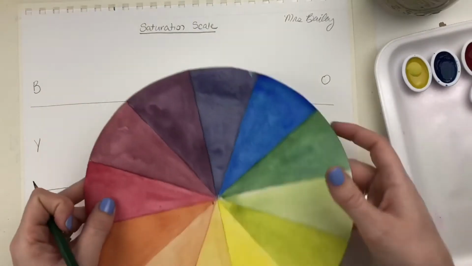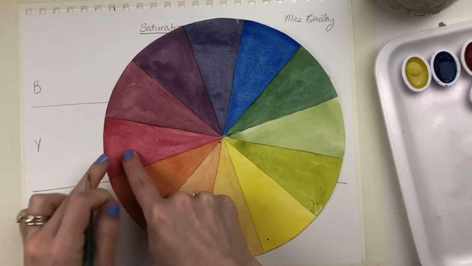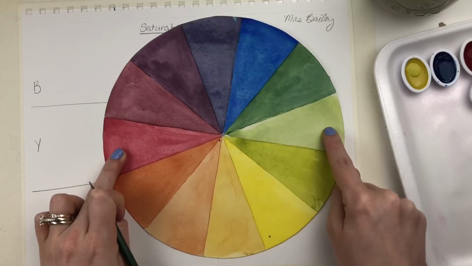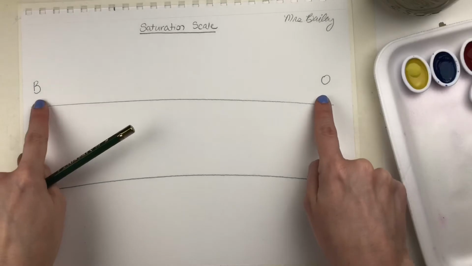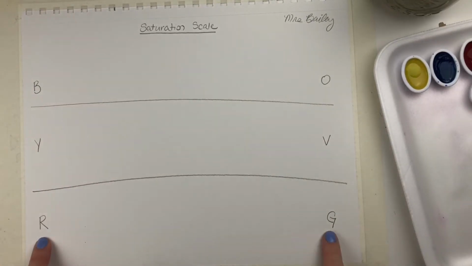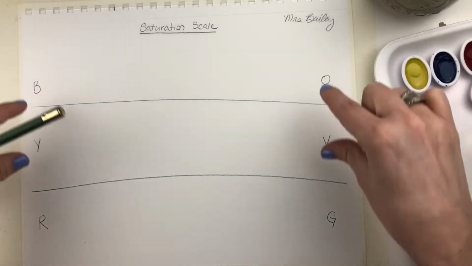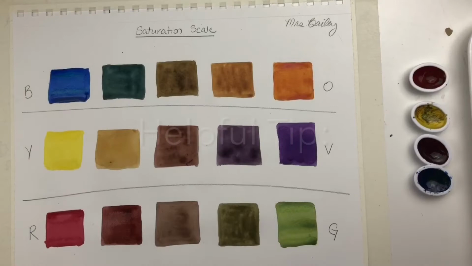And then our last set is red. And then across from red is green. So blue pairs with orange, yellow pairs with violet, and red pairs with green. So now we have our 3 sections, and we are ready to start painting.